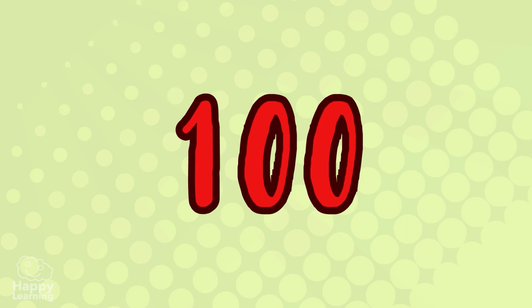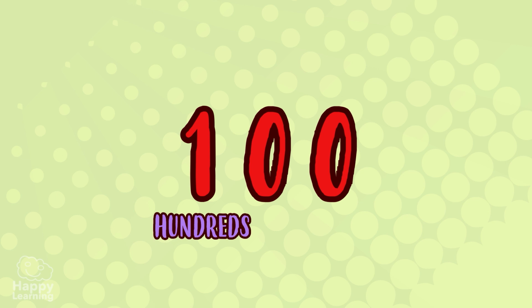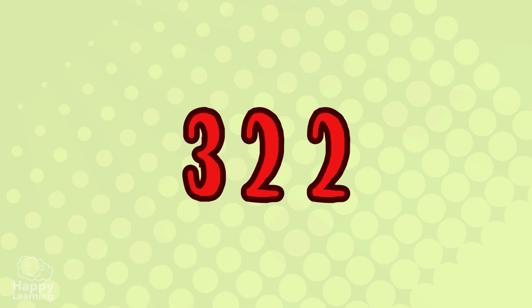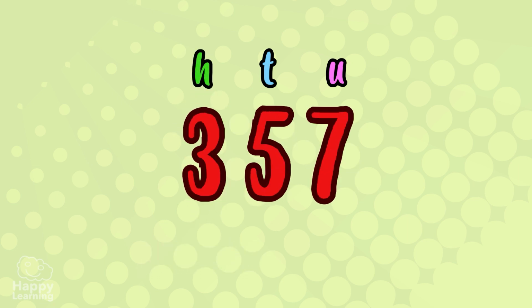The number 100 has 3 digits. The hundreds are written in the third position starting from the right. For example, let's write the number 135, which is equivalent to 5 units, 3 tens, and a 100. Let's try with some other numbers.